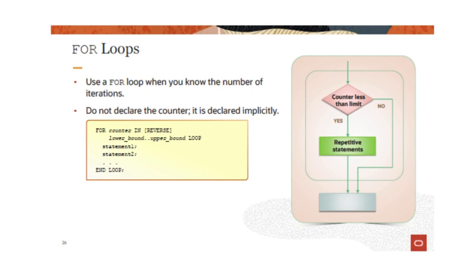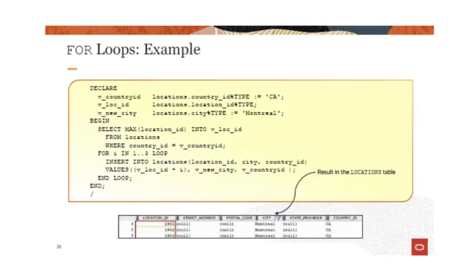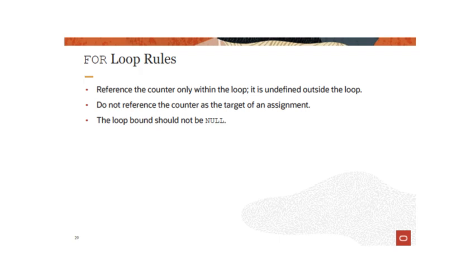Lower_bound specifies the lower bound for the range of counter values. Upper_bound specifies the upper bound for the range of counter values. You have already learned how to insert 3 new locations for the CA country code in the city of Montreal by using the basic loop and the while loop. The example in this slide shows how to achieve the same by using the for loop. Note: the lower and upper bounds of a loop statement do not need to be numeric literals. They can be expressions that convert to numeric values.